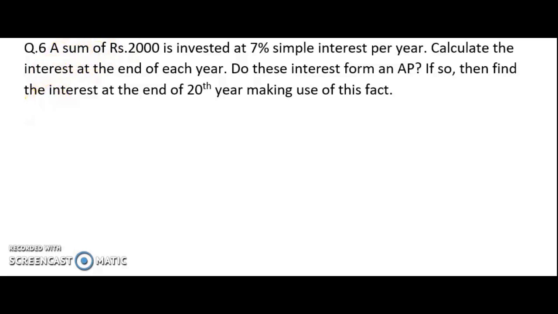Let's see question number 6. A sum of 2000 rupees is invested at 7% simple interest per year. Calculate the interest at the end of each year. Do those interests form an AP? If so, find the interest at the end of the 20th year making use of this fact.